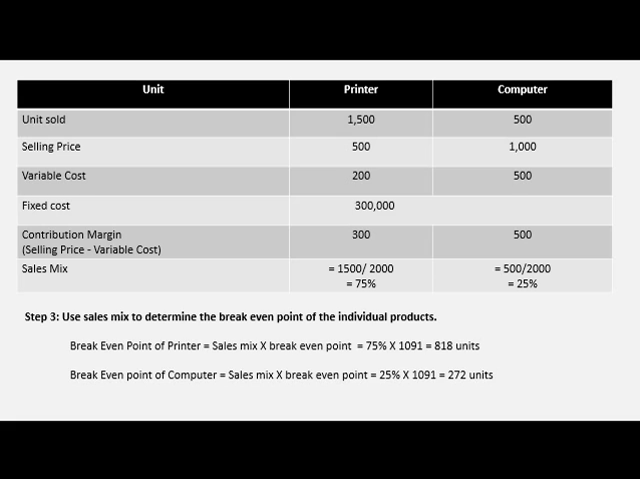Thus, we observe that in case of a single product, break-even point can be calculated by dividing the fixed cost by contribution margin. Whereas in case of multiple products in a product mix, we can calculate the break-even units by dividing the fixed cost by the weighted average contribution margin. And the individual product's break-even point can then be calculated by multiplying the sales mix percentage or contribution percentage with the break-even point as calculated above.